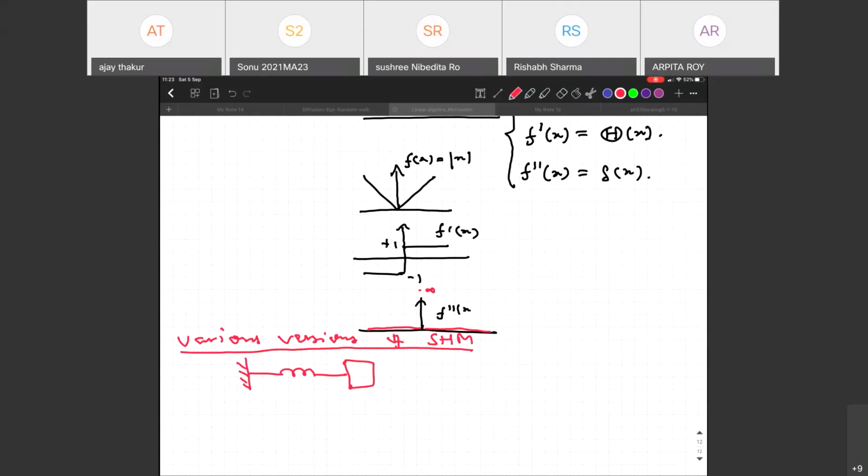So whenever we are stretching this beyond its limit, let me just draw it slightly better. Suppose I give a deflection x, and this x is small, such that force equals minus kx. So the force is basically a linear restoring force.